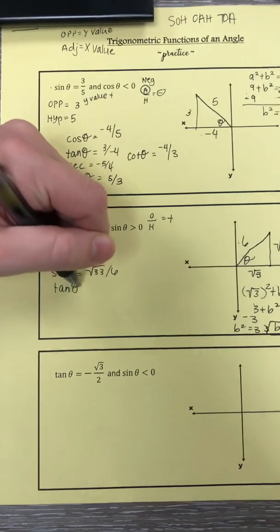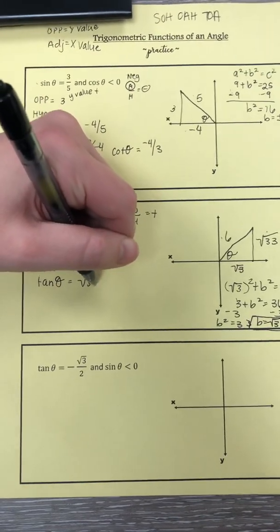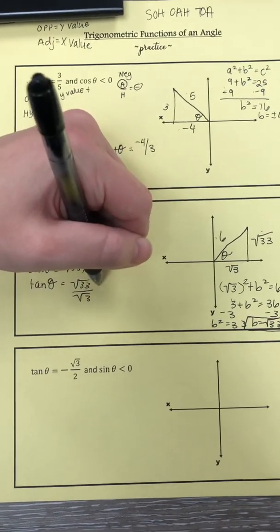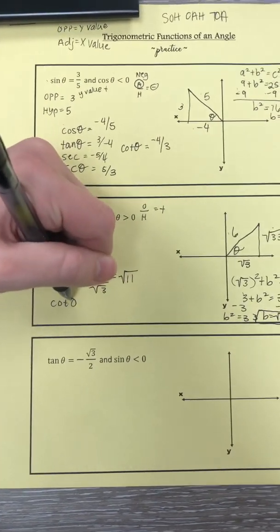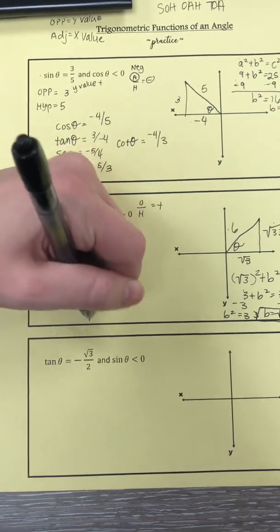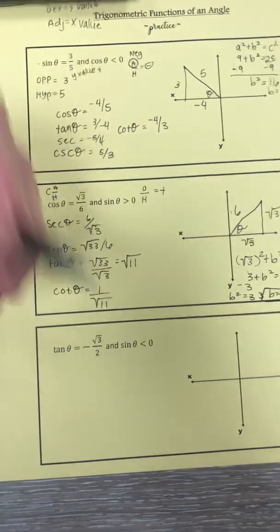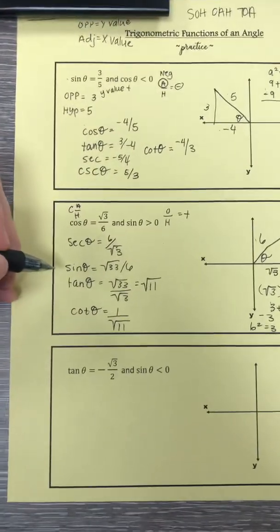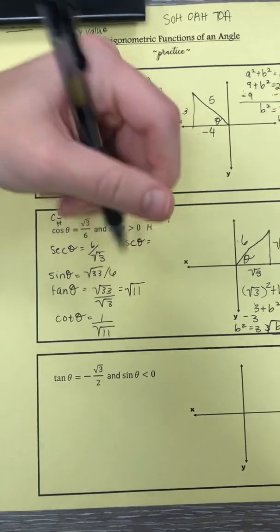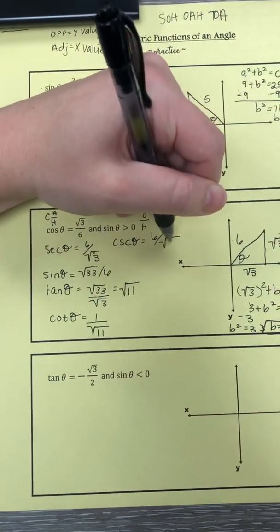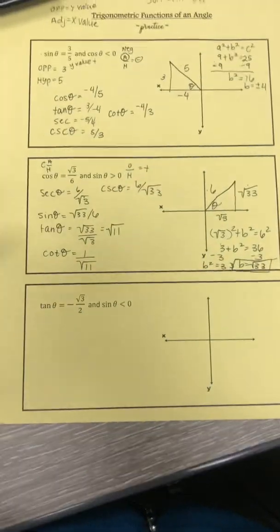Tangent, opposite over adjacent, square root of 33 over the square root of 3, which is just the square root of 11. All right, cotangent is the reciprocal. So it'll be 1 over the square root of 11, because the square root of 11 is technically the square root of 11 over 1. All right, so then we would just flip it. And then I think we're missing one more, cosecant, which is the reciprocal of sine, and that will be 6 over the square root of 33.